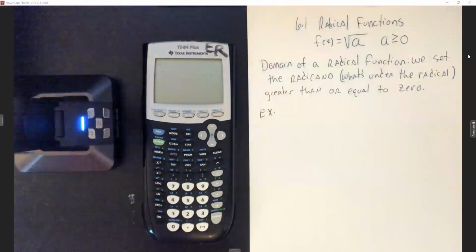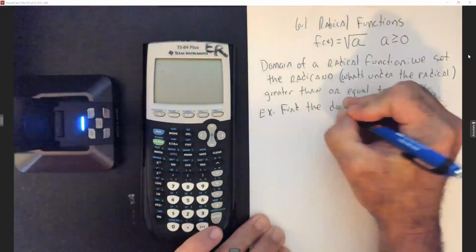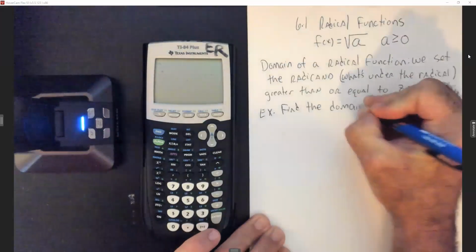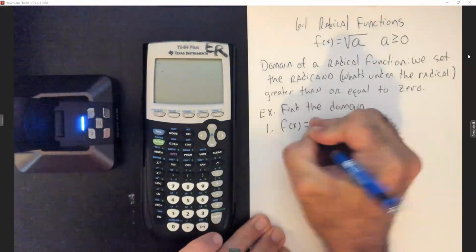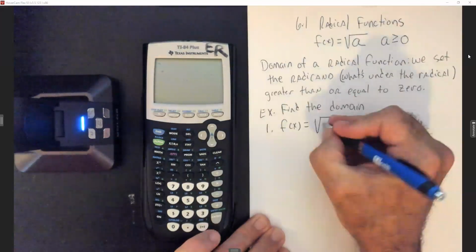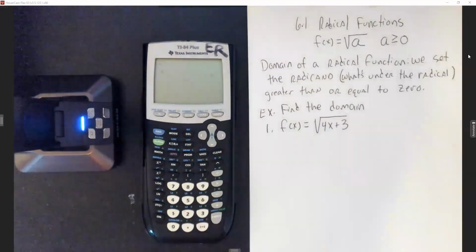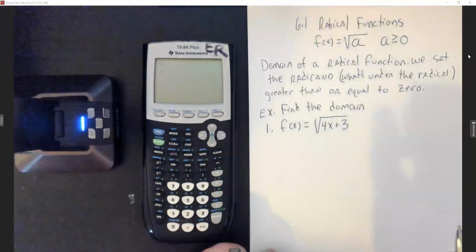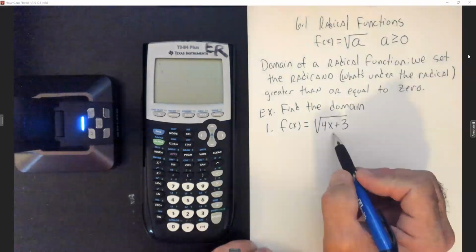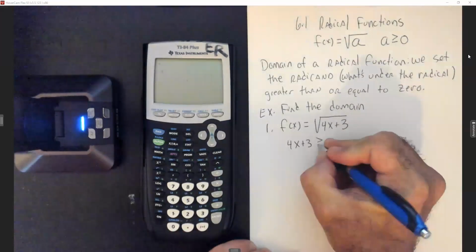Let's see, there's only one or two in the homework where you had to find the domain. So my first one, we're going to find the domain. For number 1, I'm going to have f of x equals the square root of 4x plus 3. And all this is up under the radical, so I'm worried about this whole expression. So what we're being told to do is take that 4x plus 3 and set it greater than or equal to 0.